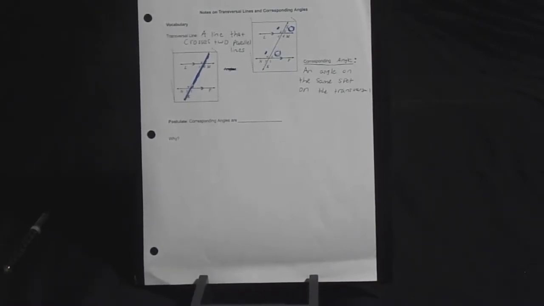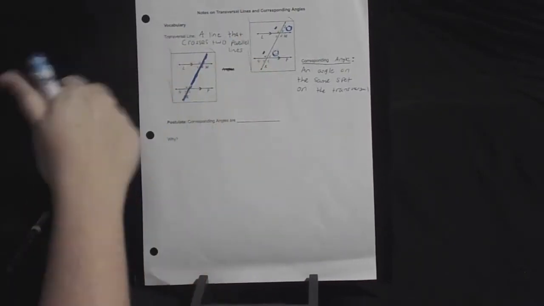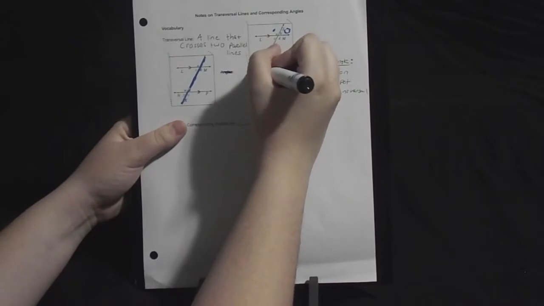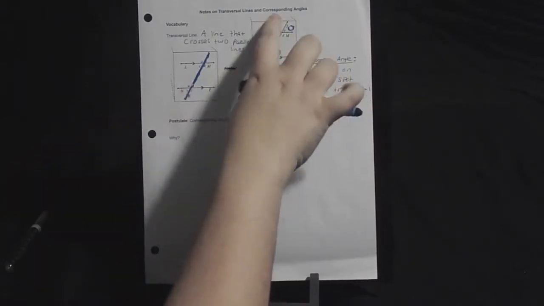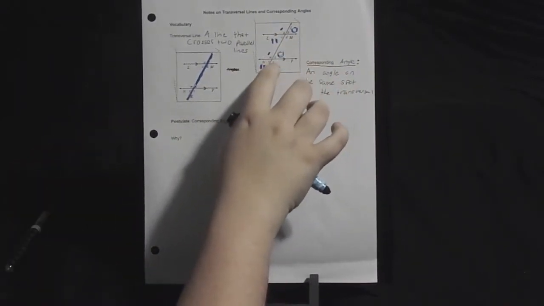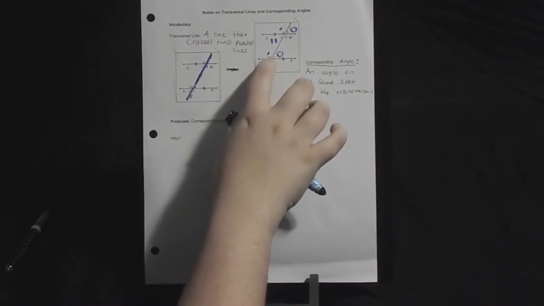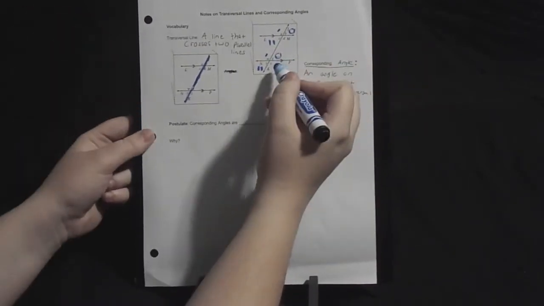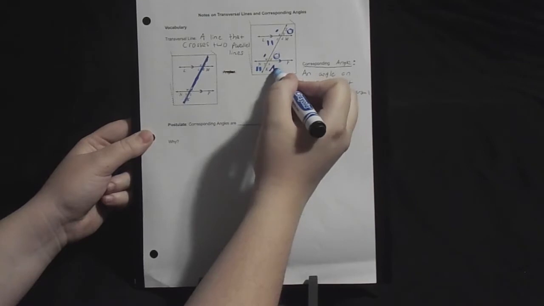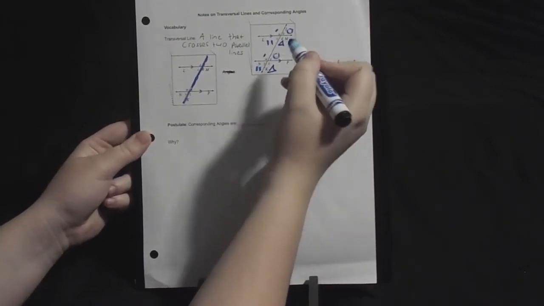Now angle C is in the bottom left, just like angle Y is right here. So I'm going to put two lines for this one to say they're corresponding. And finally, angle D is in the bottom right-hand corner of these four, just like angle Z is in the bottom right-hand corner of these four. And for this one, I'm going to put a triangle, just so you know which ones are corresponding with each other.